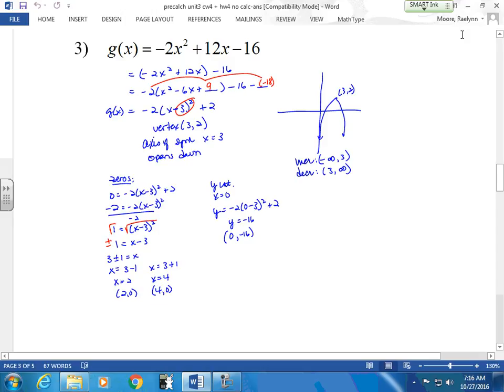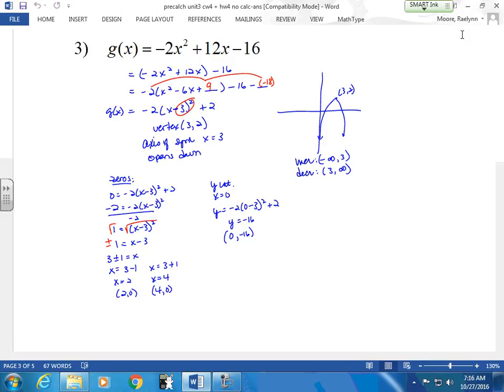Okay, again, just factor it out of the x's. Leave the other one alone. Move it to the other side, whatever you like to do to it. Complete your square. This negative reflects it. This 2 stretches it. It's moved 3 to the right, 2 up.